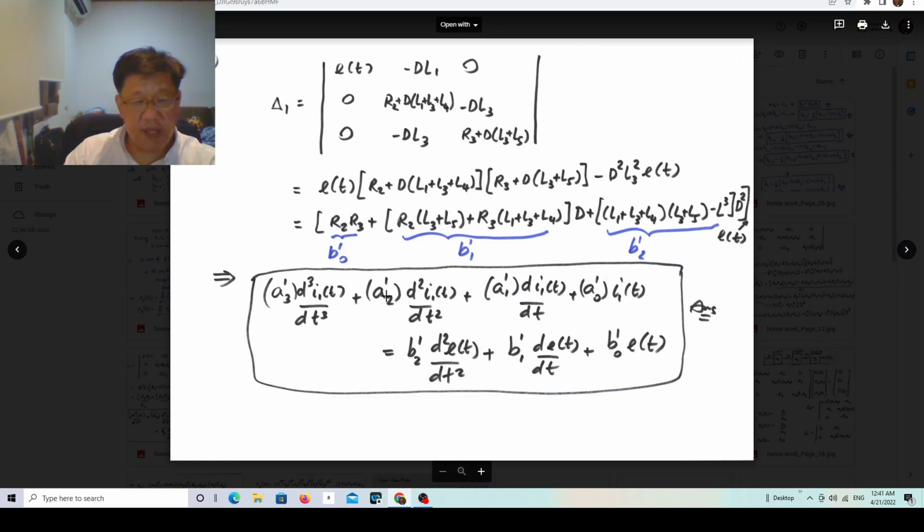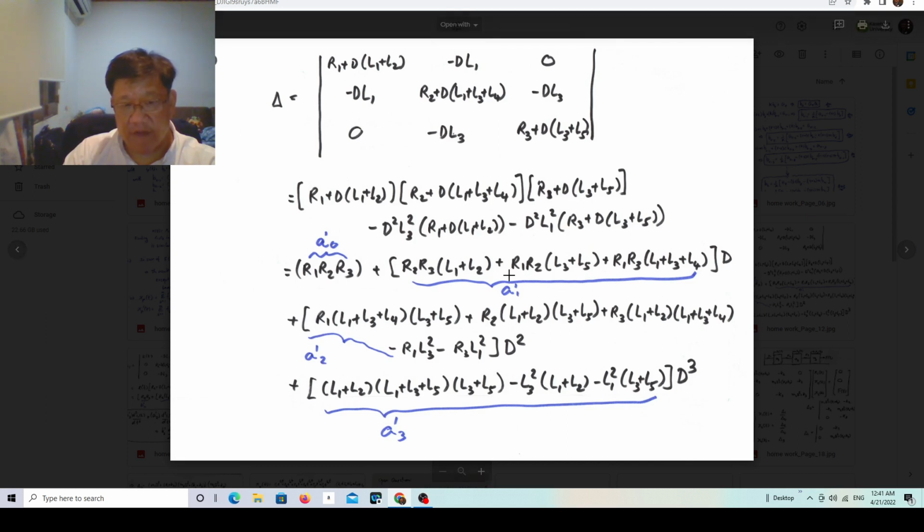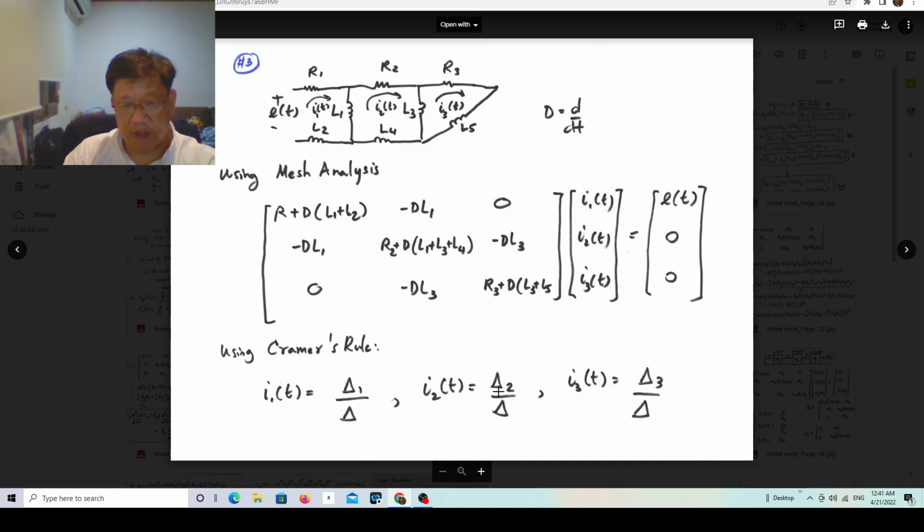It is quite obvious, and if you do it yourself you will find that the left hand side function is the same. If you move delta to the left hand side, it is the same delta value, which is the determinant. Therefore the left hand side function is always the same. The a pi sub 3, a pi sub 2, a pi sub 1, a pi sub 0 are the same for I sub 1, I sub 2 and I sub 3 as functions of time. The difference will be the right hand side, which belongs to delta 1, delta 2, and delta 3.